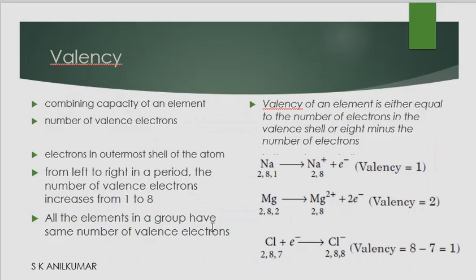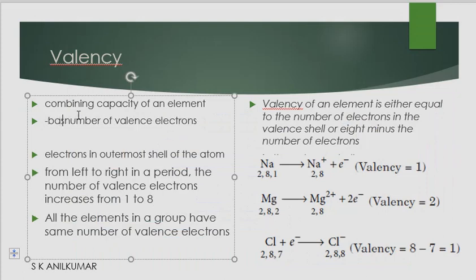Coming to valency, what is valency? It is the combining capacity of an element based on the number of valence electrons. What is a valence electron? The number of electrons required to complete the octet is the valence electron. The combining capacity of an element is called the valency, because elements combine with each other by giving or taking or sharing electrons.